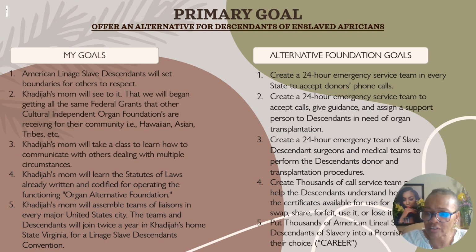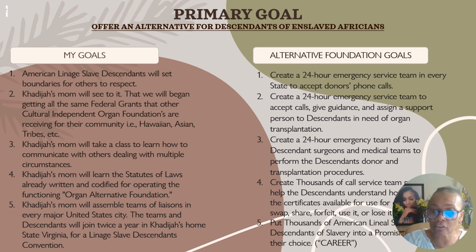Okay, alternative foundation goals. Create a 24-hour emergency service team in every state to accept donor calls. So when there's someone that can donate their family members' organs, we will have a 24-hour service available. And if there is someone that needs an organ, they should already be letting their doctor know that they should be getting a call at any time. If they are a slave descendant, their doctor should know that they might get a call at any time from another slave descendant.